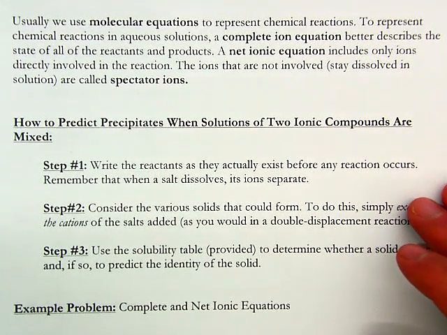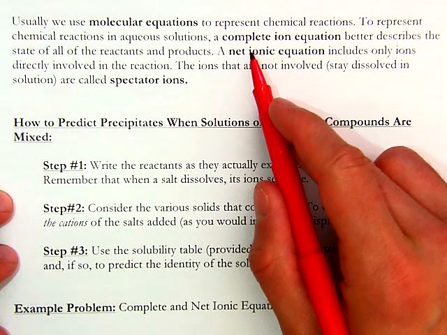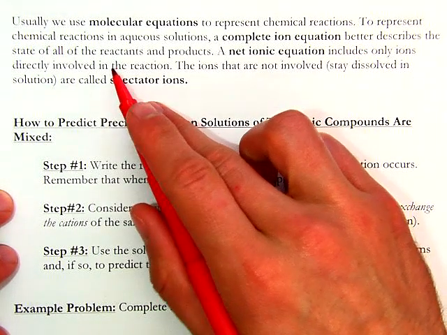But if we're working with solutions and we have two solutions, let's say they're water-based solutions, and they mix and one of the products forms a solid, what's called a precipitate, and the other stays dissolved in solution, it's sometimes useful to break that down so that you can see what ions are in solution and what ions are not. So a complete ionic equation better describes the state of all the reactants and the products.